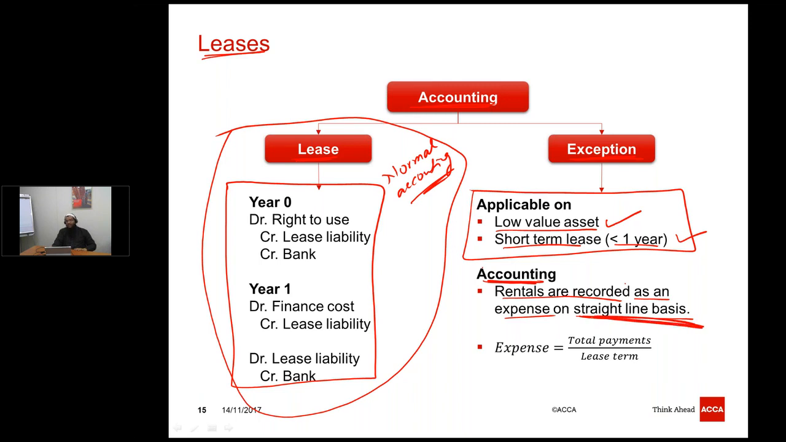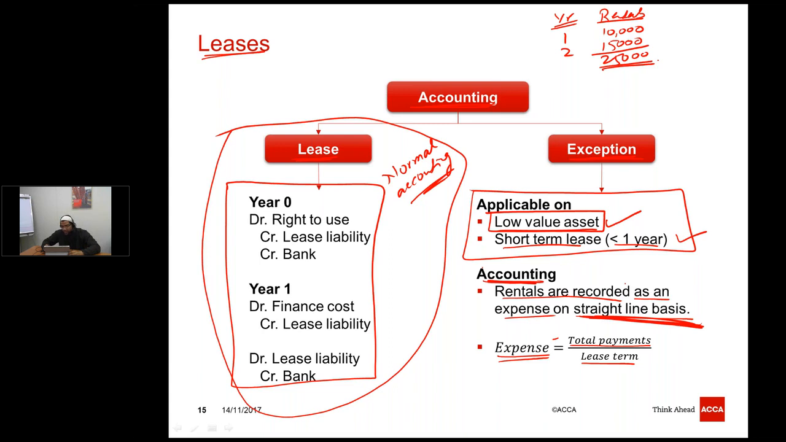Now, what does the term straight line basis mean? It means the expense equals the total amount of payments divided by the lease term. For example, there is a low value asset and we have agreed that we are going to pay rentals of $10,000 in year 1 and $15,000 in year 2. So the total rentals are $25,000.